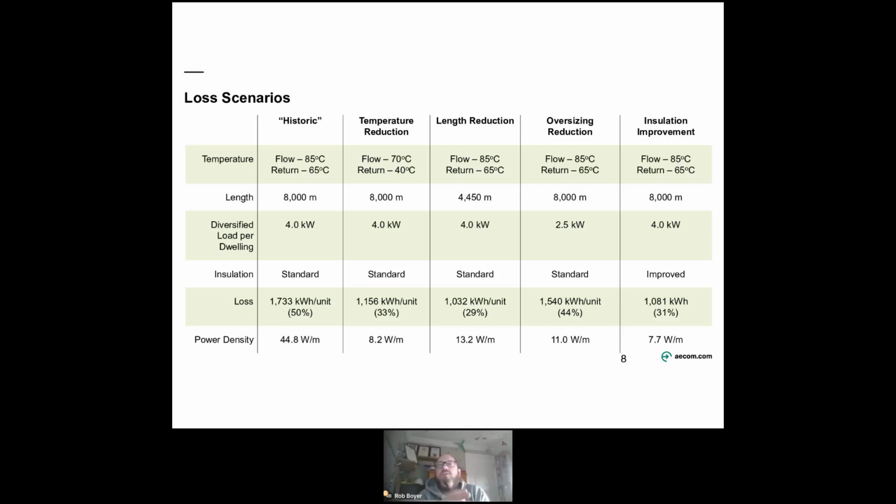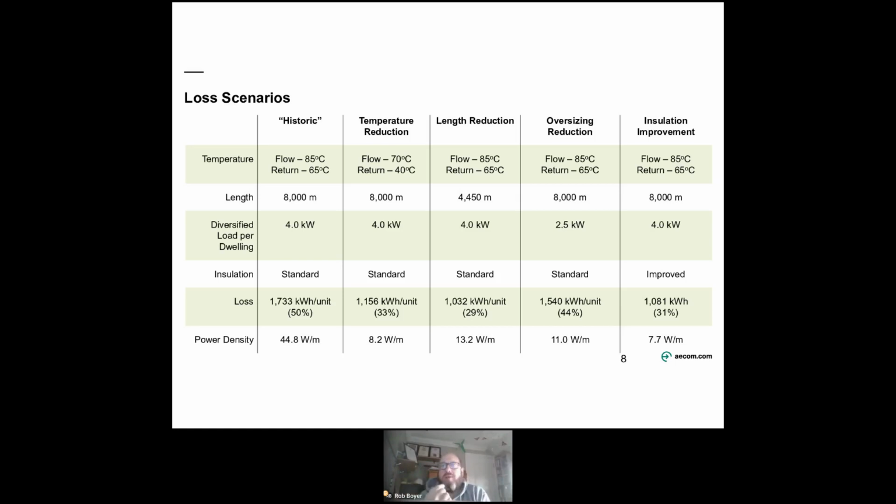And that's still giving us losses of 1,733 kilowatt hours per unit, or 50% of the thermal demand. And the power density is listed as 44.8 watts per meter. I've put that just as an indication of what power that translates to. What I've then done is created a couple of what-if scenarios. We tackle each one individually just to see how big an impact they have individually.